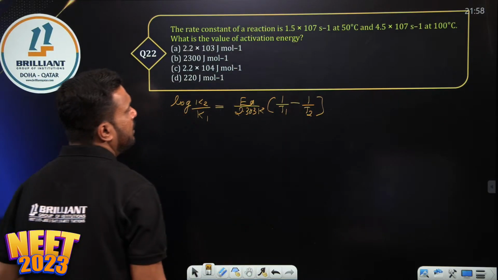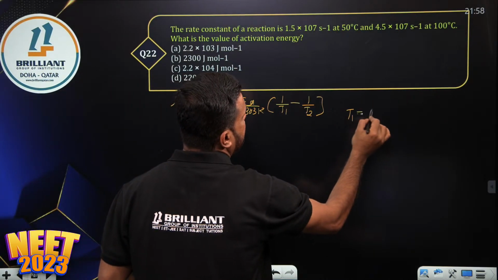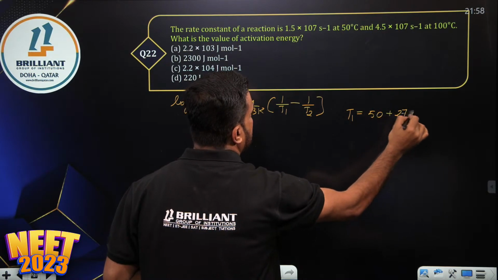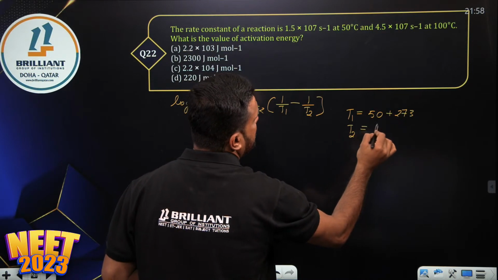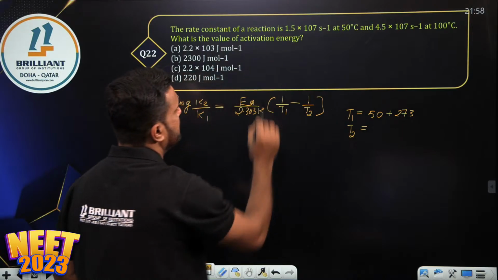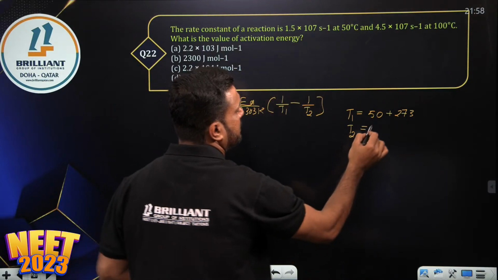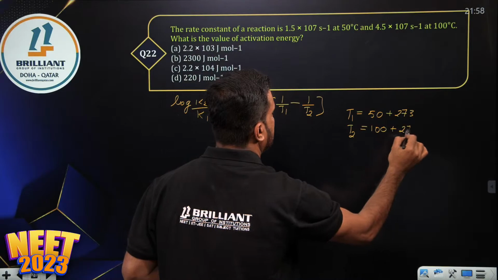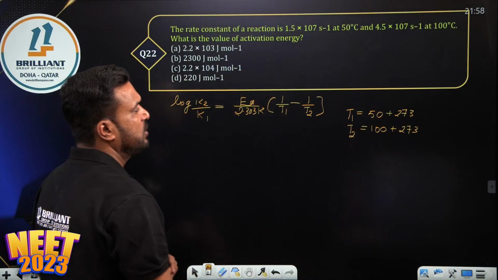This is our equation. Here temperature is given. T1 is 50 degrees Celsius, so you should take 50 plus 273. T2 is equal to, how much is the second temperature? That is 100 degrees Celsius, so 100 plus 273.